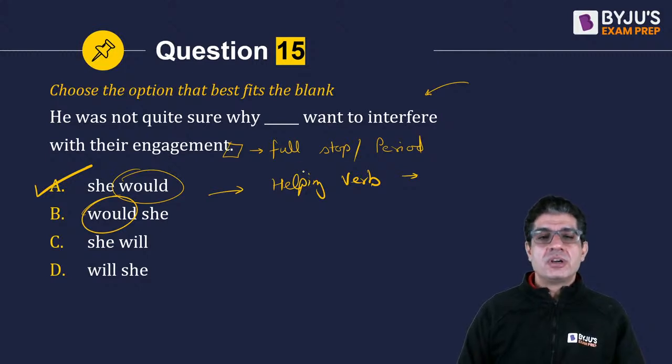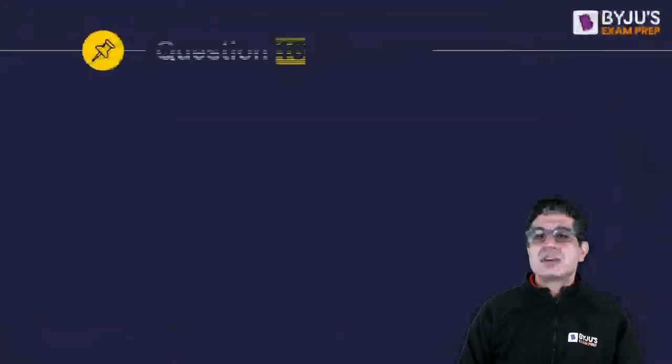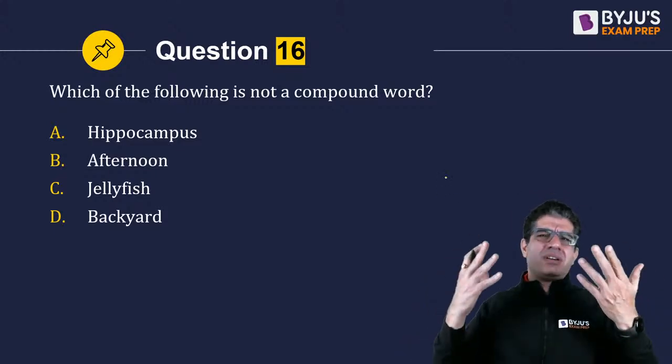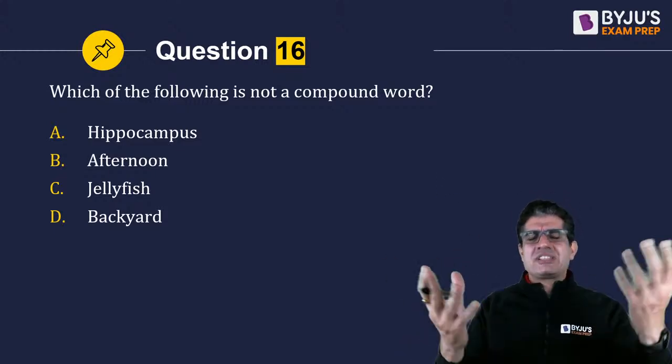So she would. And we need would. Thankfully, none of you have chosen C or D because the sentence was in past. You obviously could not have chosen will. Here is the next question where I am testing you on something a little weird. Which one of these is not a compound word?